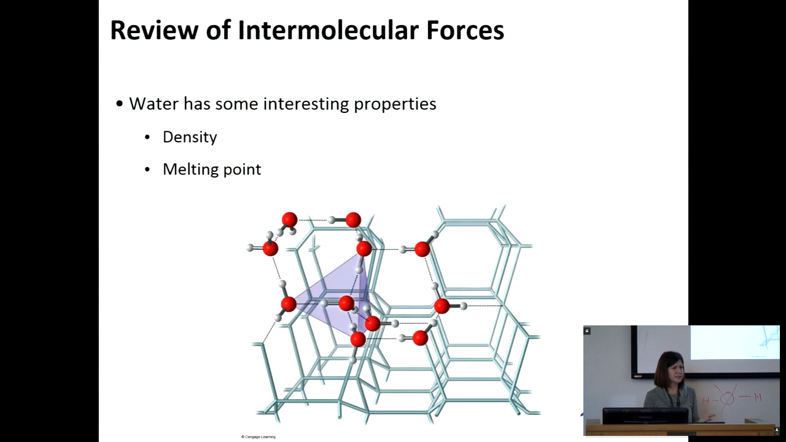You would think that the density of ice should be greater than that of liquid water, right? But it floats. That's because of this 6-membered ring. And because of all that hydrogen bonding, you have a really interesting thing that happens with the density of water, and it affects, of course, the melting point.